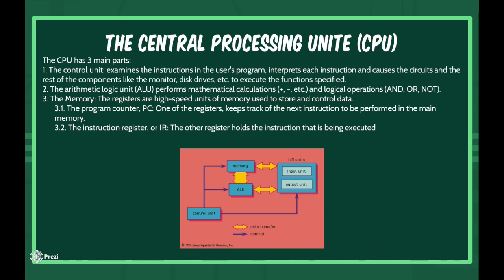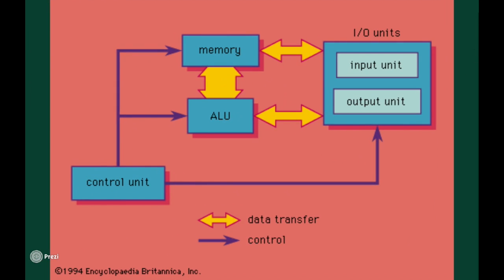There are two registers. The first one is the program counter, or PC, which keeps track of all the next instructions to be performed in the memory. And the second one is the instruction register, or IR, which holds all the instructions that are being executed or have been executed. This is a diagram of what I just told you. The control unit also controls the memory and the ALU.